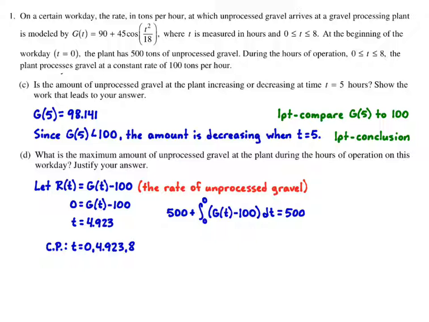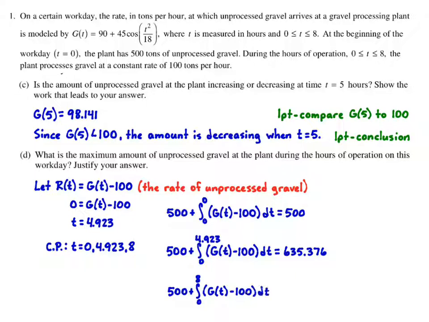Then the next one would be 500 plus the integral from 0 to 4.923 of g of t minus 100 dt. And then just typing that in your calculator, you get 635.376. And then our last one would be 500 plus the integral from 0 to 8 of g of t minus 100 dt, which is 525.551. So the maximum amount of unprocessed gravel is 635.376 tons.